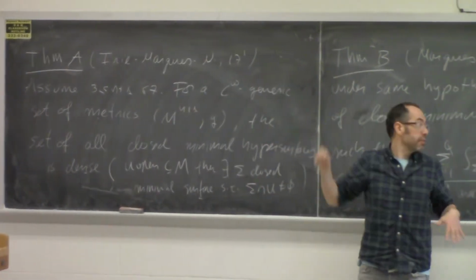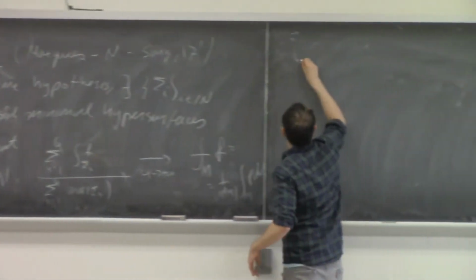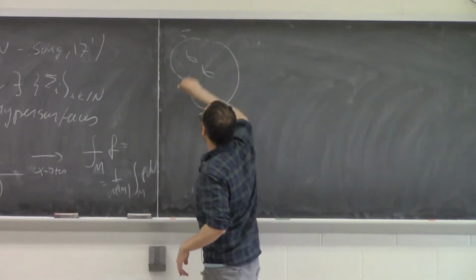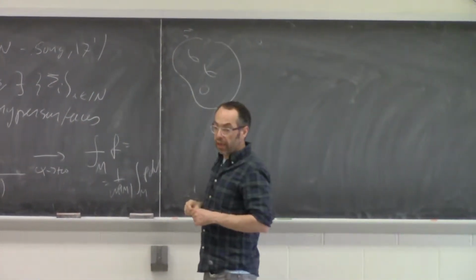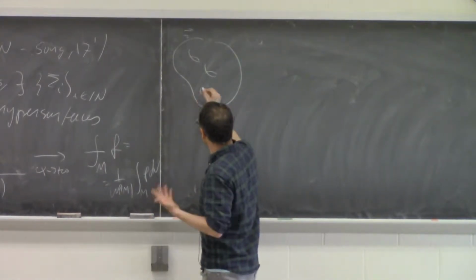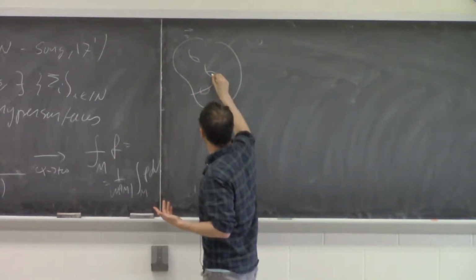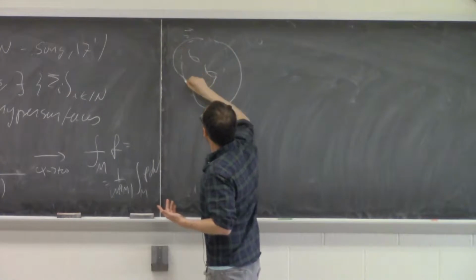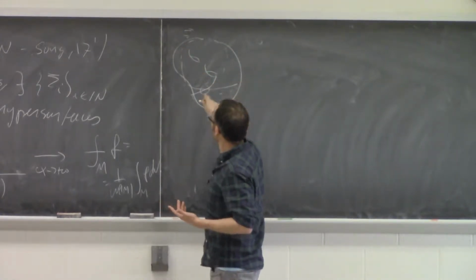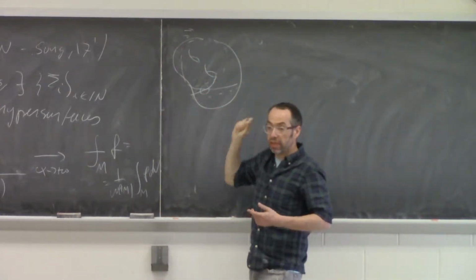So we have an ambient manifold, could have topology, right? Something like this. We pick any set U there, and for sure, in this case, there'll be a geodesic which is closed and passes through that set U.